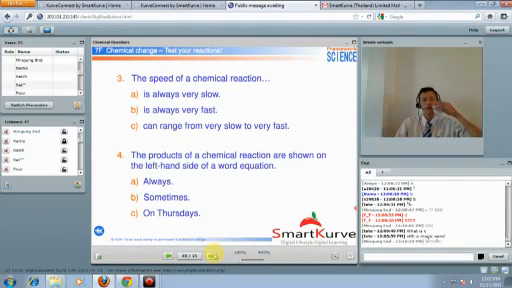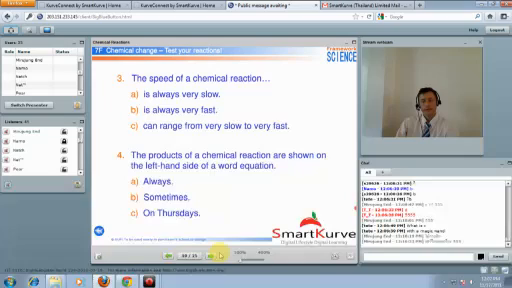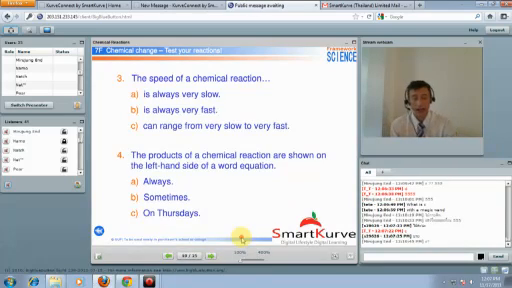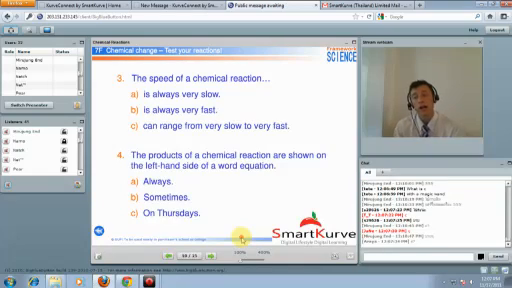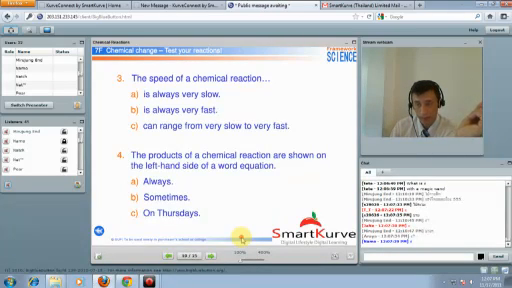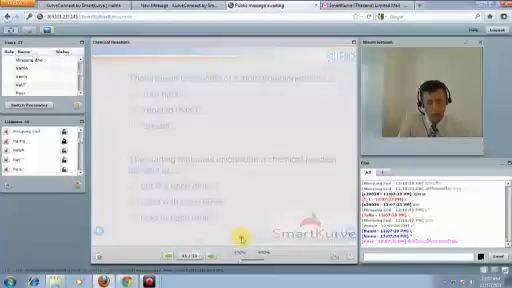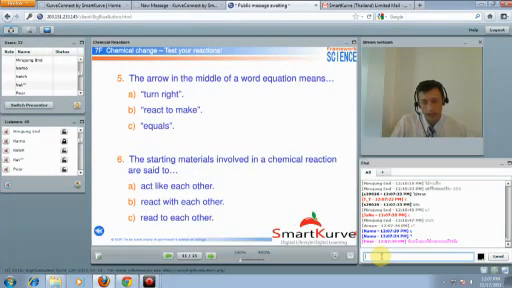All right, let's look at the next one. The speed of a chemical reaction. What do you think? Very slow, very fast, or it changes? Well, let's look at another chemical reaction. Yeah, very good. C. It can be slow or it can be fast. Let's look at two examples. Think about the bicycle.